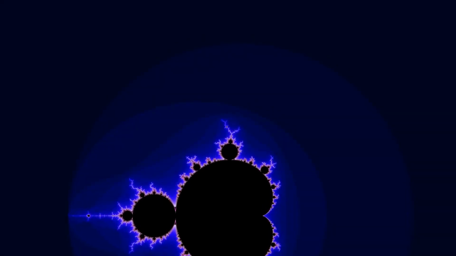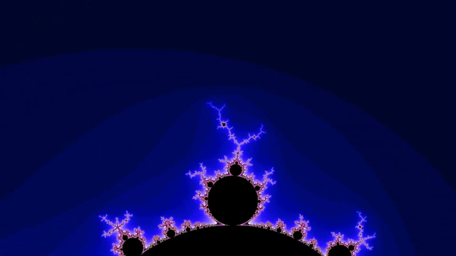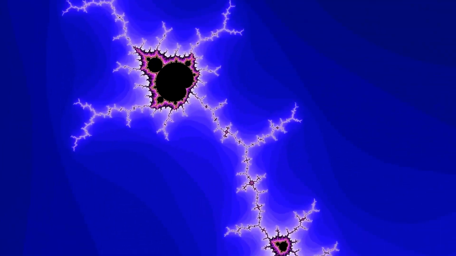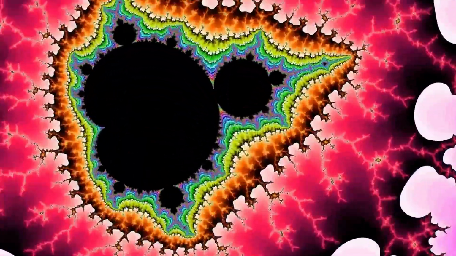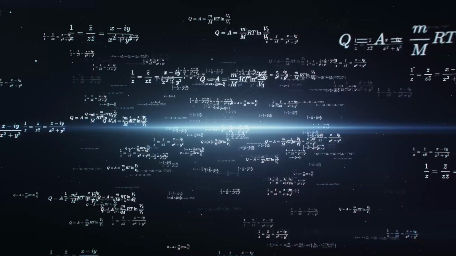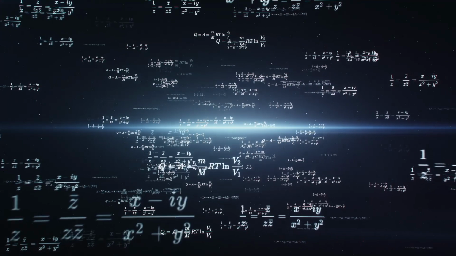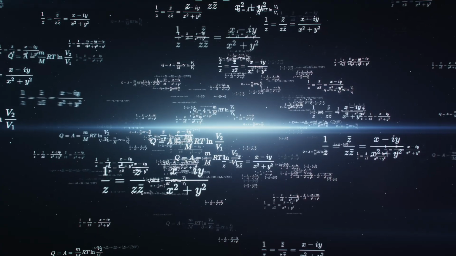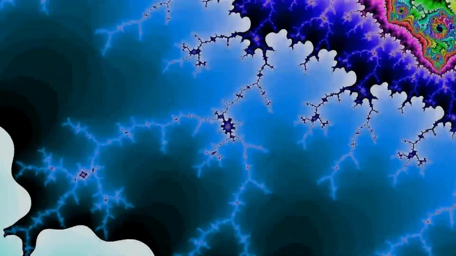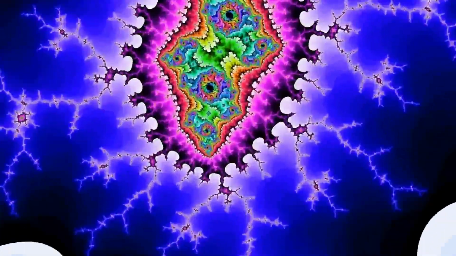For example, one common method is called the Mandelbrot set, which uses a complex mathematical equation to generate a fractal shape. Another method is called fractal flames, which uses a set of mathematical functions to generate intricate and beautiful fractal patterns. These algorithms can be quite complex, but they allow researchers to study and understand the properties of fractals in great detail. A Mandelbrot set is a complex mathematical equation that is used to generate fractal shapes.